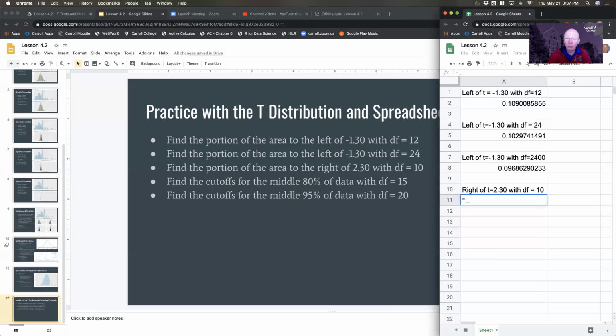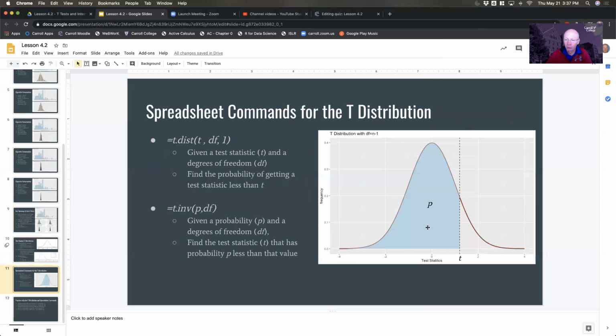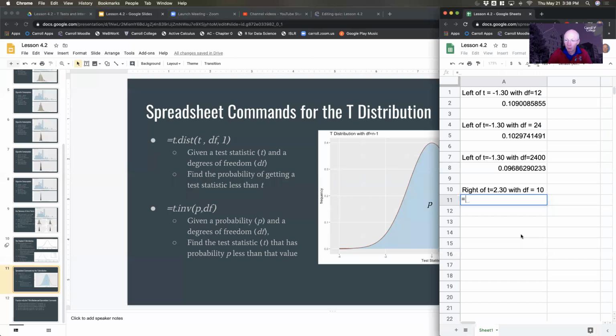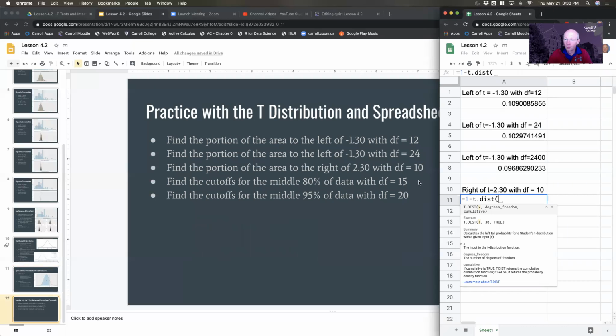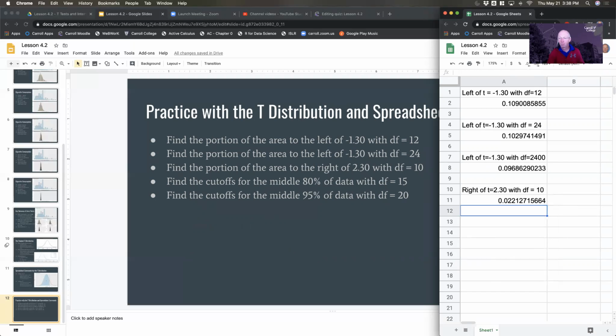Now, if I'm going to go to the right and the software only reads left, I need to do 1 minus whatever this area is. Because remember, the area under the whole curve is 1. All right, so it's 1 minus t.dist of, let's come back to this guy. My t-score, my test statistic was 2.3, my degrees of freedom was 10, and of course I'm accumulating. Okay, and it's fairly small because we're a long ways from the center. 2.3 is quite a ways away.